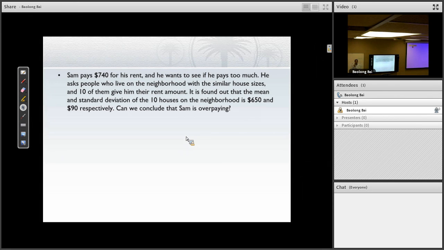And then last, we have a practice for you guys to work on. In a class, normally I will have students work on this, but this is an online class. I'm going to go ahead and explain this to you. But make sure you understand the process again. Sam pays $740 for his rent, and he wants to see if he pays too much. He asked people who live in the neighborhood with similar house sizes, and 10 of them gave him their rent amount. It's found that the mean and standard deviation of the 10 houses in the neighborhood are $650 and $90 respectively, and we conclude that Sam is overpaid.